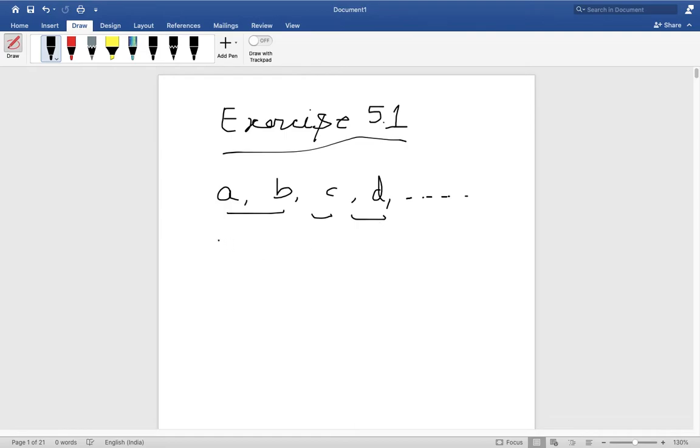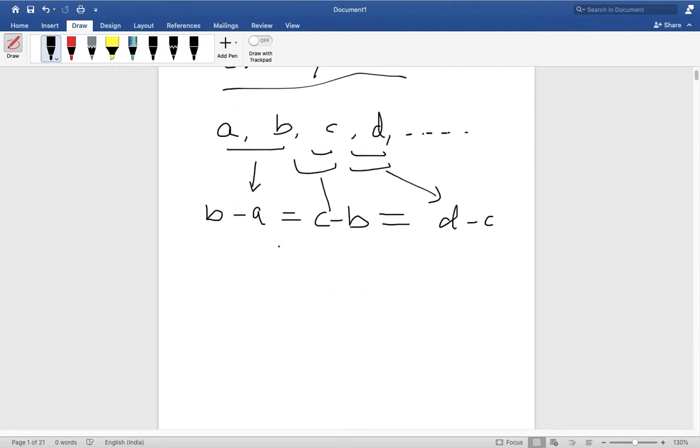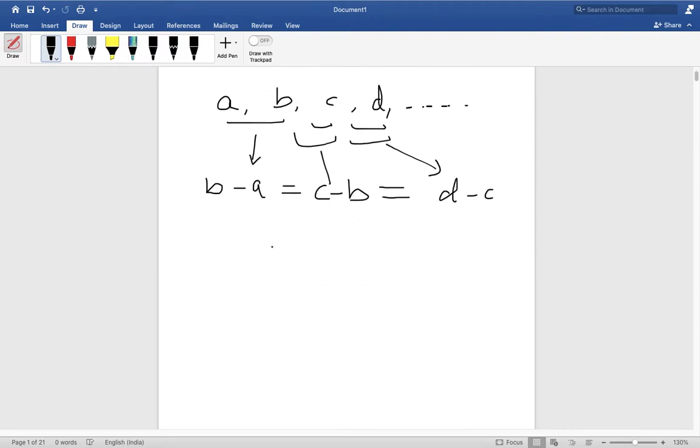In order to find out whether the series is an arithmetic progression or not, just take the common difference between the consecutive terms: B minus A, C minus B, D minus C. If all of these are equal, then it's an arithmetic progression, and if they are not all equal, then it's not an AP. That's the whole crux of it.